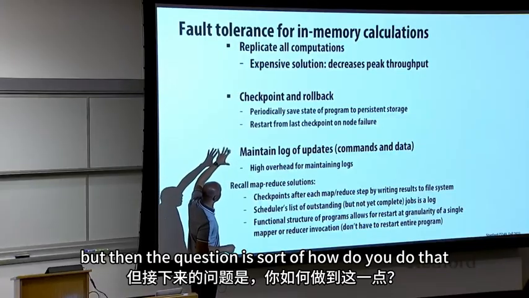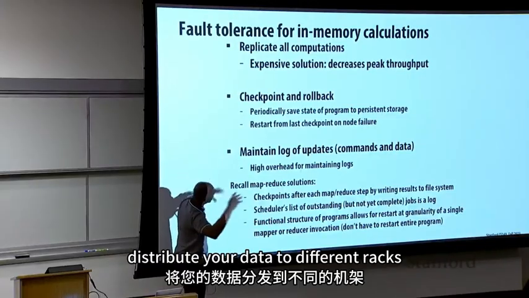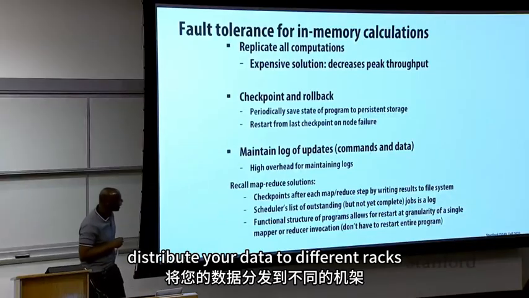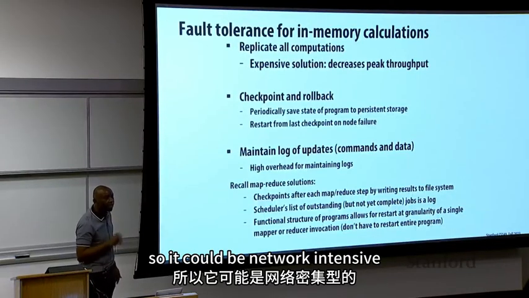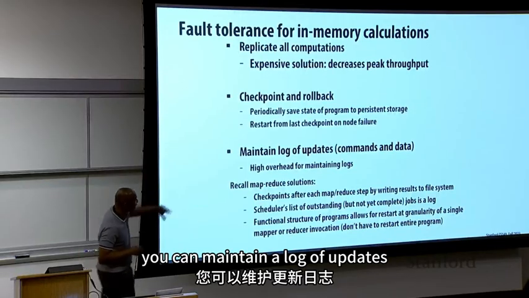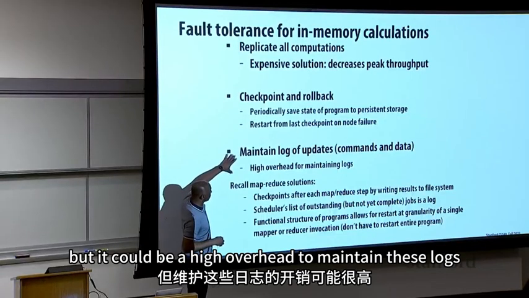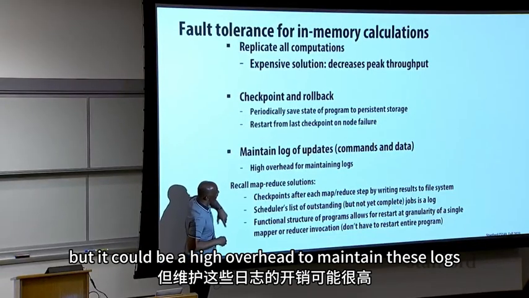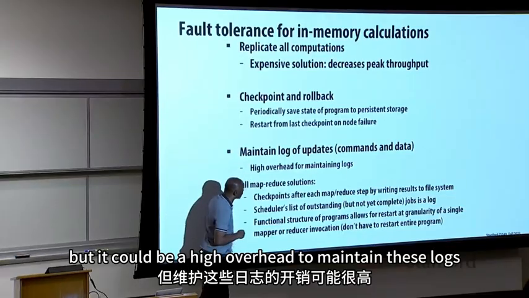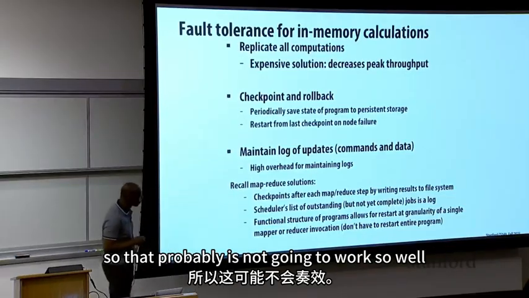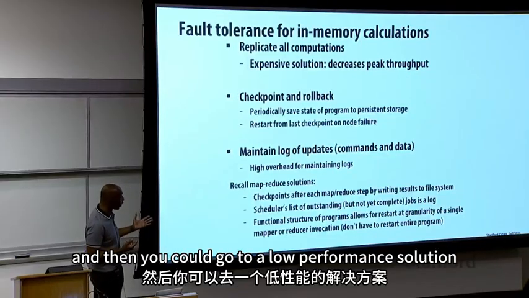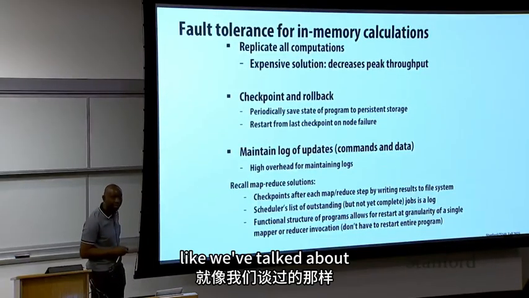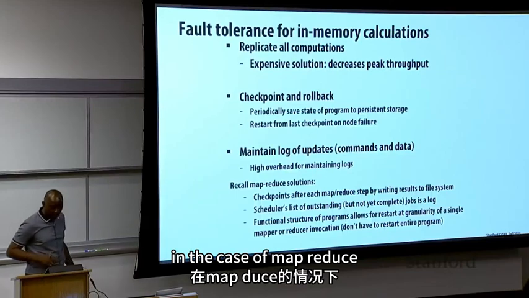So, we talked about you could checkpoint and roll back, but then the question is how do you do that, and how do you make sure that you distribute your data to different racks? So it could be network intensive. You can maintain a log of updates, but it could be a high overhead to maintain these logs. So that probably is not going to work so well. And then you could go to a low performance solution like we've talked about in the case of MapReduce.